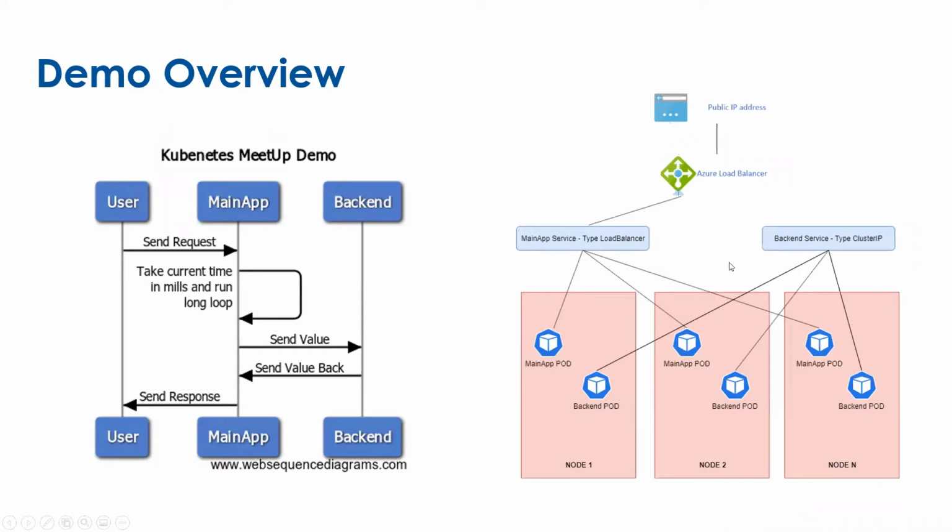And then on the right here, we'll show kind of the overall architecture. A public IP address will be provided, come in through an Azure load balancer, and hit the main app service. This is going to load balance requests across the pods in the main app. The main app, when it gets to this point, is going to make a request to the backend service IP, which is going to load balance requests to the backend pods that could be running on multiple nodes in the system. So that's kind of the overview.